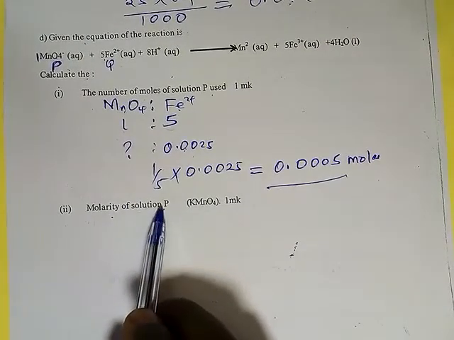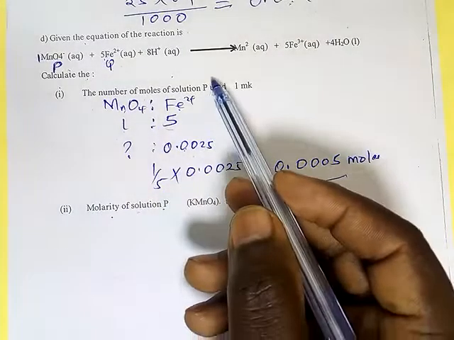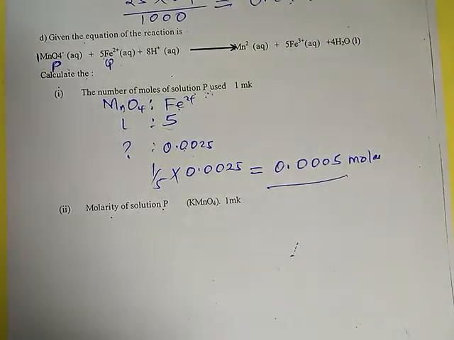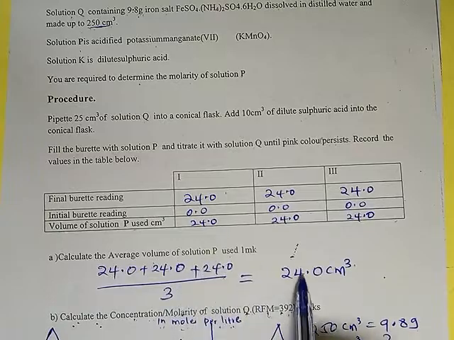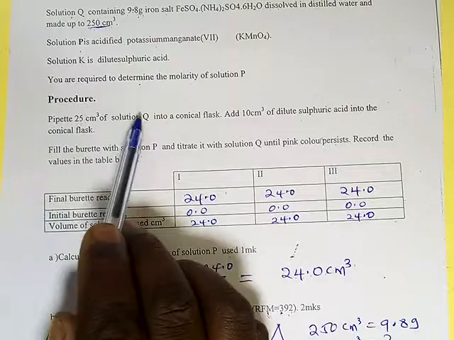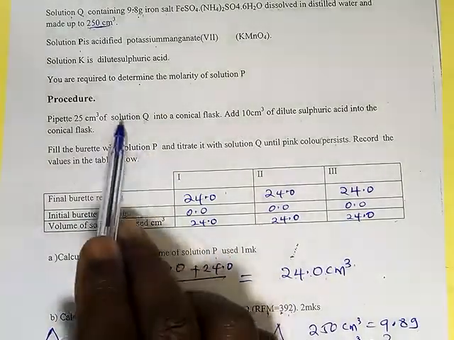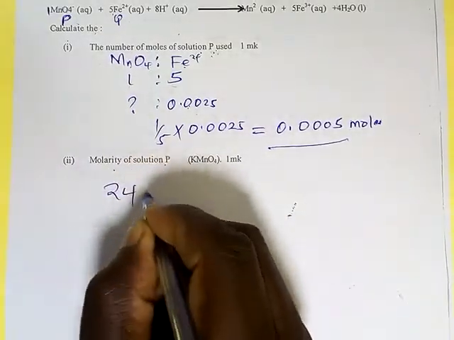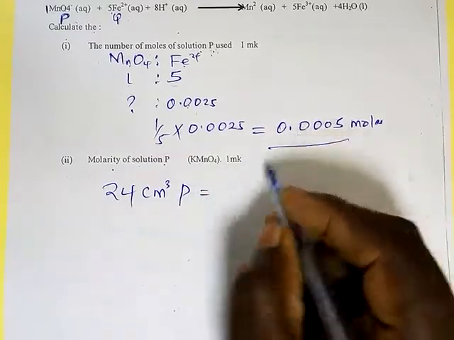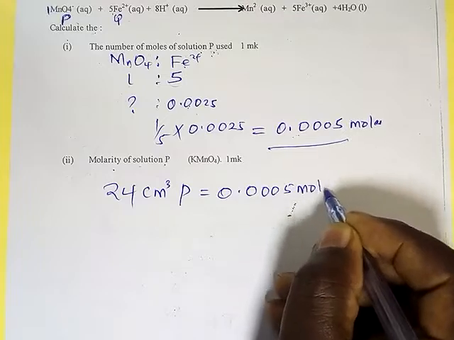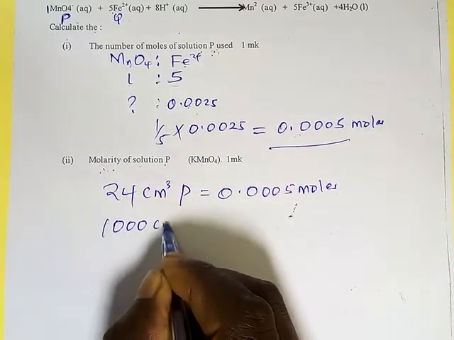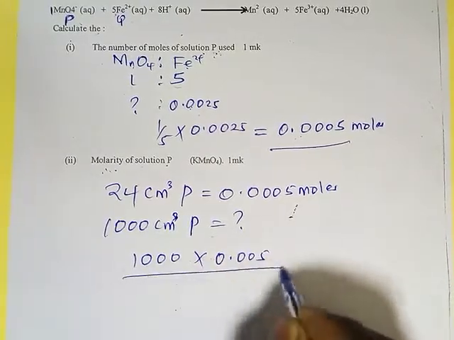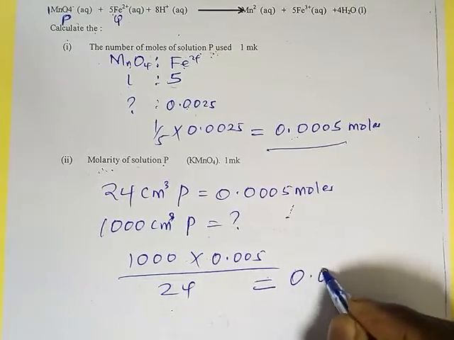Calculate the molality of solution P. Now, we have the number of moles of solution P that was used. What was the volume of solution P used? You go back and check the volume you used. Solution P, we used 24 centimeters cube. 24 centimeters cube of P reacted with Q. Now, 24 centimeters cube solution P contains 0.0005 moles. Molality: 1,000 centimeters cube solution P will contain how many moles? It is 1,000 times 0.0005 divided by 24. This will give you 0.0208.